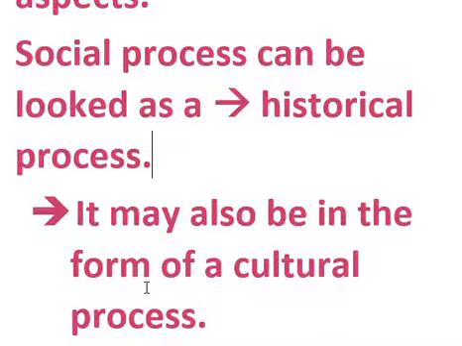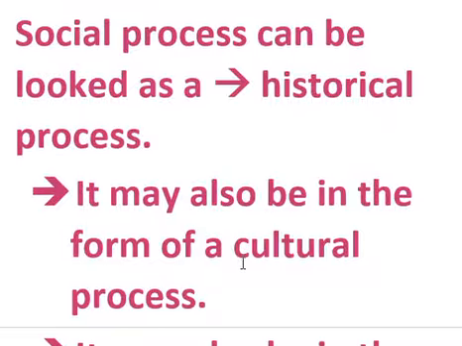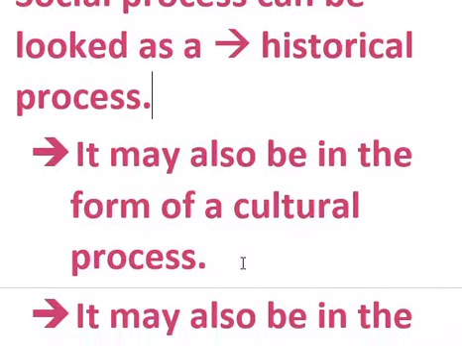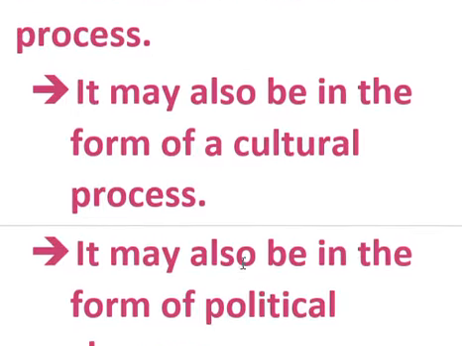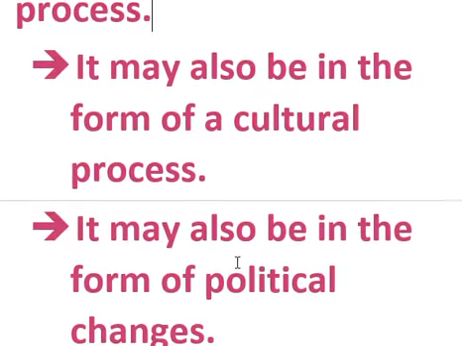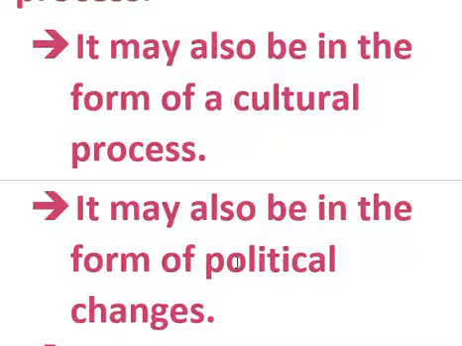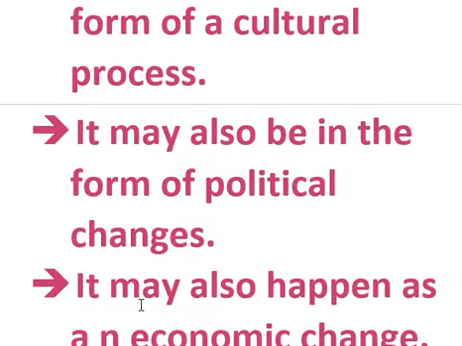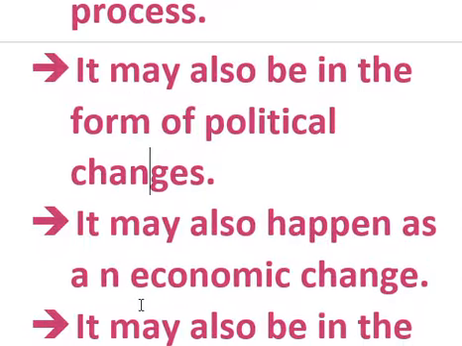One group may assimilate the habits and manners of another group. It is also said to be a cultural process. So as far as social processes are concerned, it can be in the form of a cultural process. And thirdly, it may also be in the form of a political change. Social process may also happen in the form of political changes. It may change the boundaries of nations also. Because of these social changes, it may also happen as an economic change.